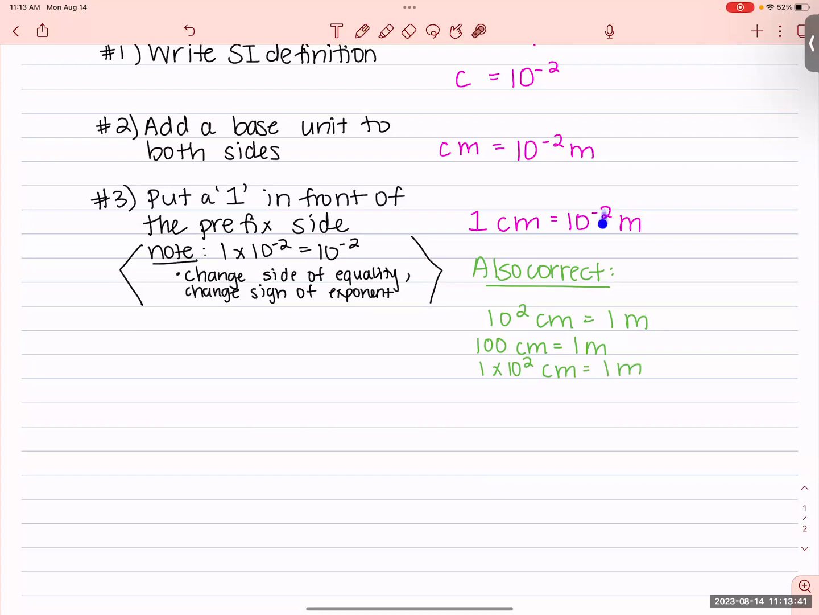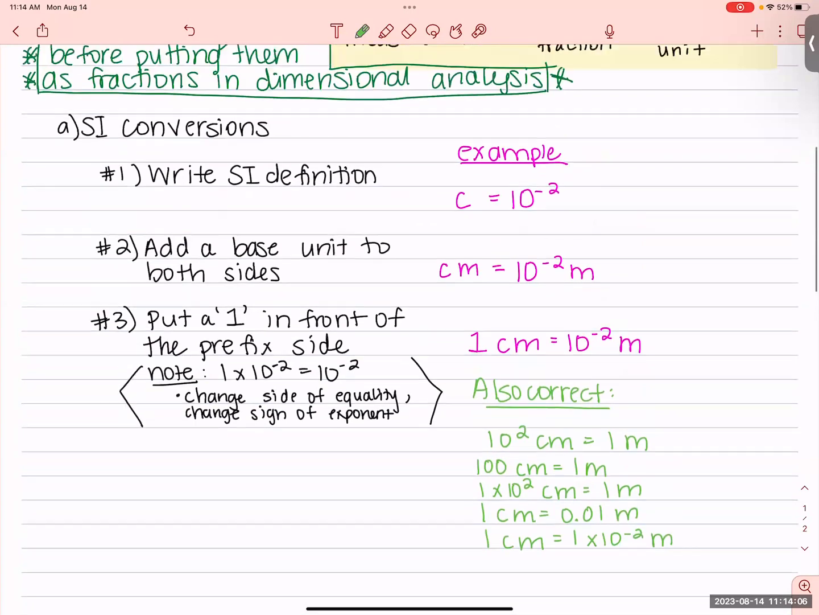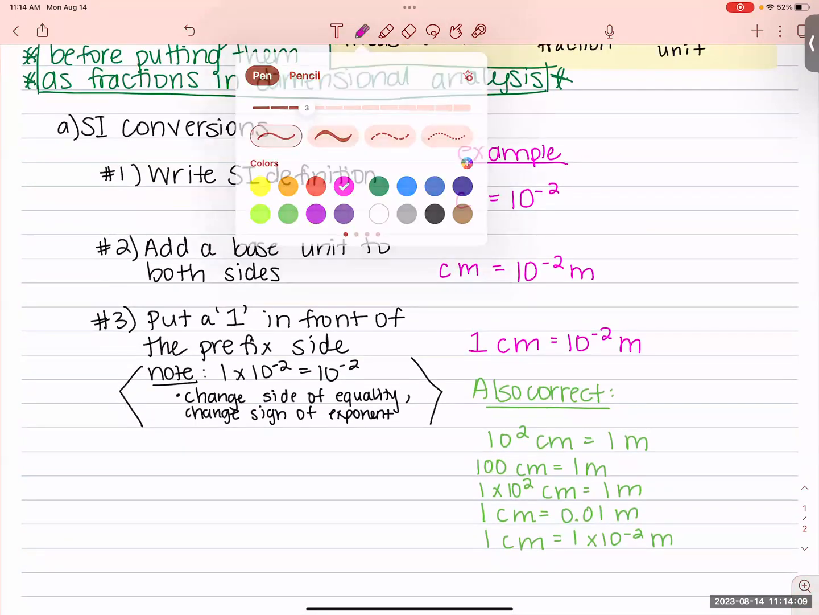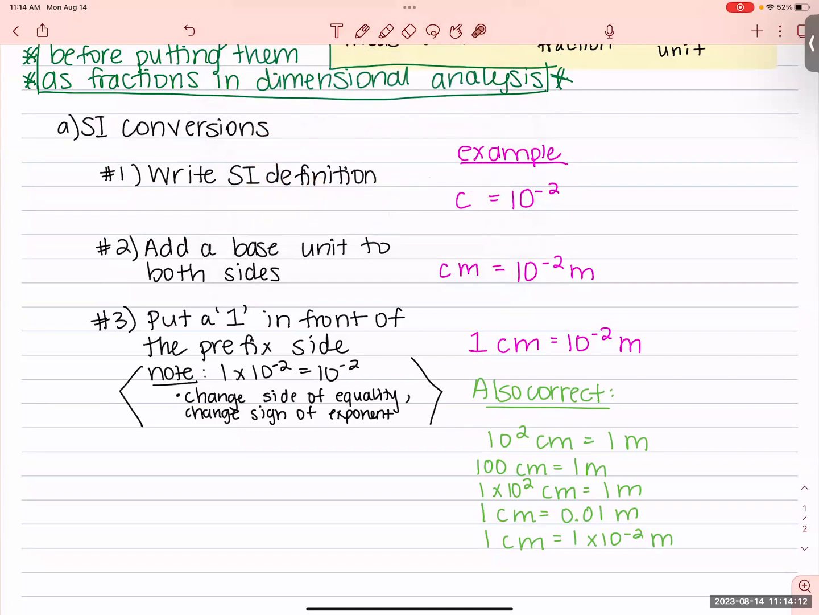We can also break this down into standard notation. We can say 1 centimeter is equal to 0.01 meter. That's the same as 10 to the negative 2. Or we can put a 1 in front of it: 1 centimeter is equal to 1 times 10 to the negative 2 meters. These are all correct meter to centimeter conversions. But if you're just looking for a quick and easy way to memorize all of your SI conversions, just memorize exactly what the letter means, put a unit on both sides. It has to be the same unit on both sides, so it says equal, and then stick a 1 in front of the prefix side. Now you have a conversion. It'll work for you every time.